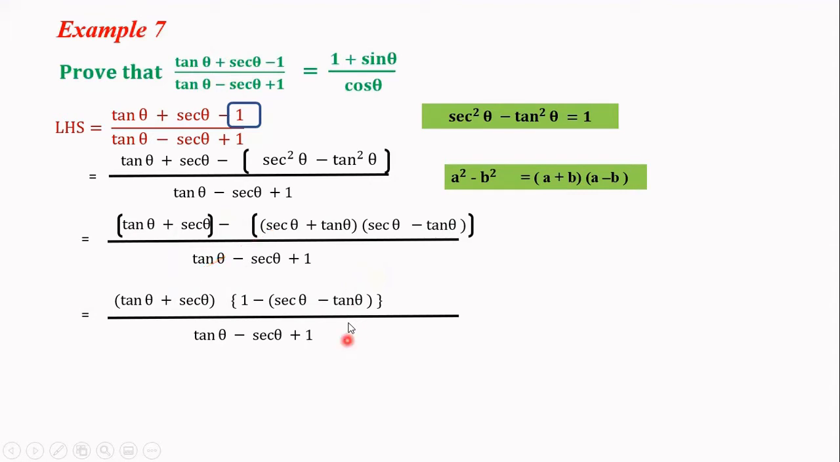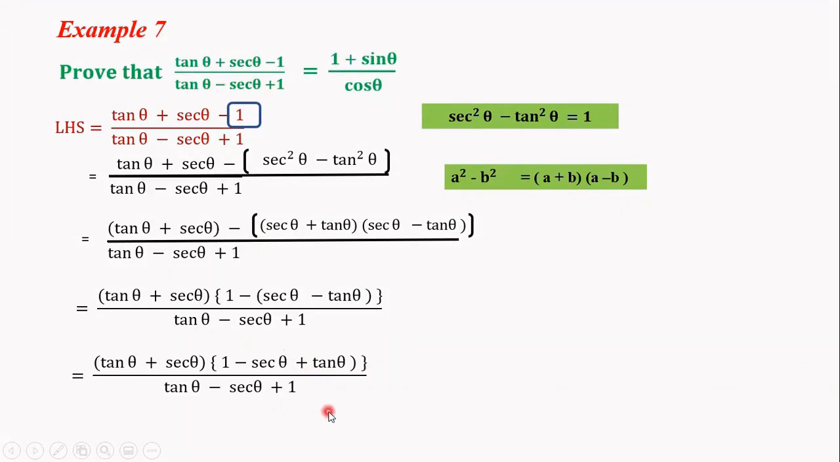Moving on to another step. The denominator, there's no changes. In the numerator, the first bracket is same, tan theta plus sec theta. Now, in this curly bracket, we open the simple bracket by multiplying sec theta and tan theta by minus. So we get 1 minus sec theta. Minus and minus will get multiplied, so we have plus, it is tan theta.